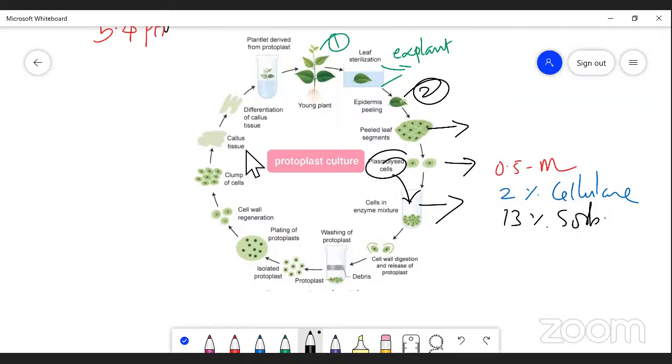What will happen is the cell wall of this protoplast is gradually removed. Simply, I can say the cell wall is digested by the enzyme, that is the cellulase. So cellulase is involved in removal of the cell wall. As a result, we can get the naked protoplast, the naked cell, that is called the protoplast.